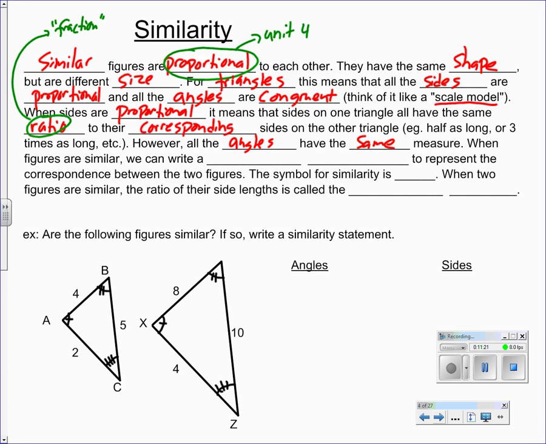Just like with congruence, we can write a statement for similarities called a similarity statement. Right, and just like with a congruent statement, the order matters for a similarity statement. It shows which pieces line up. The symbol for similarity is the same as the symbol for congruence without the equal sign. It's just a squiggle. When two figures are similar, that common ratio between their side lengths is called the similarity ratio.